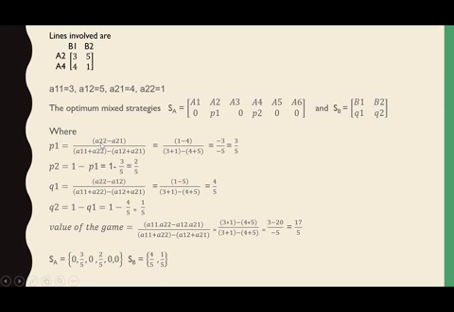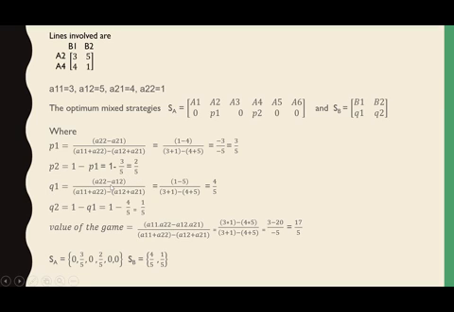So P1 is A22 minus A21 divided by A11 plus A22 minus A12 plus A21, which will be 1 minus 4 divided by 3 plus 1 minus 4 plus 5. You get minus 3 by minus 5. Minus will get cancelled, so you get 3 by 5 as the probability. If P1 is 3 by 5, P2 will be 1 minus P1. So 1 minus 3 by 5 is 2 by 5. So P1 and P2 are computed.